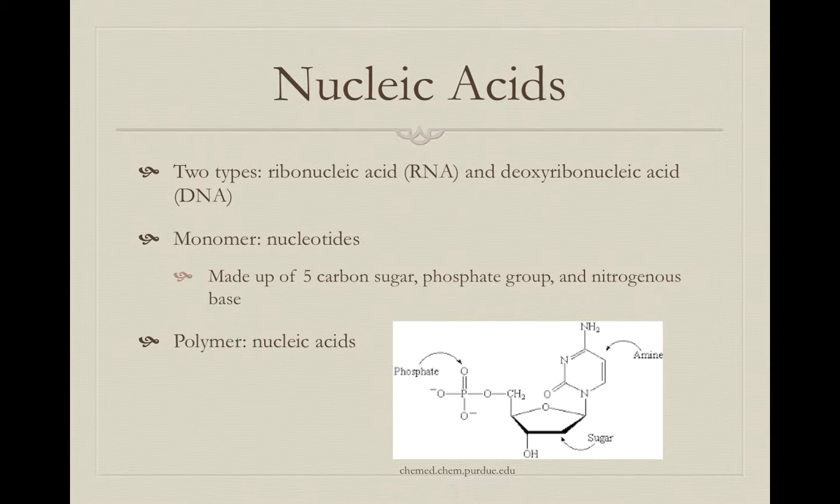And this is an example of what a nucleotide looks like. You can see the phosphate group on the very left, then you see the 5-carbon sugar, and finally the nitrogenous base.